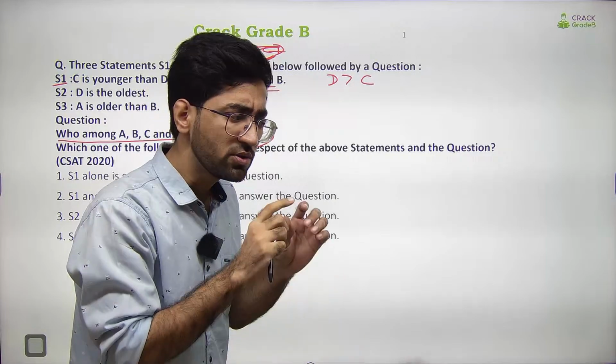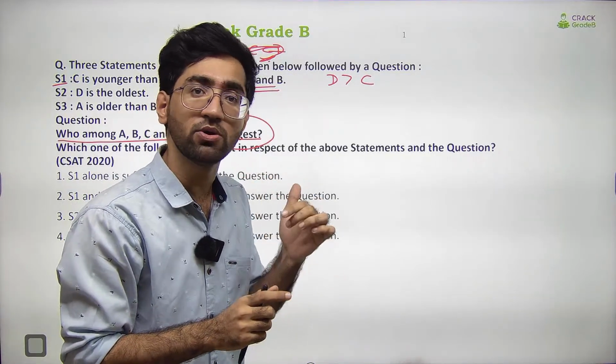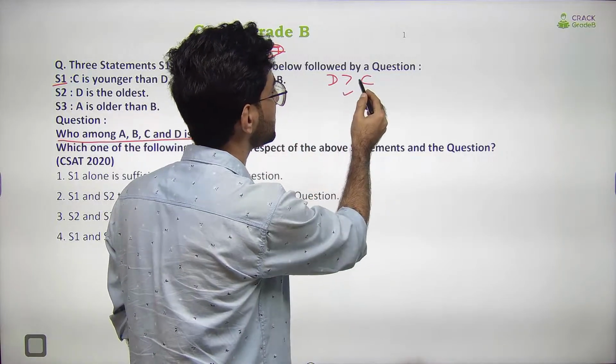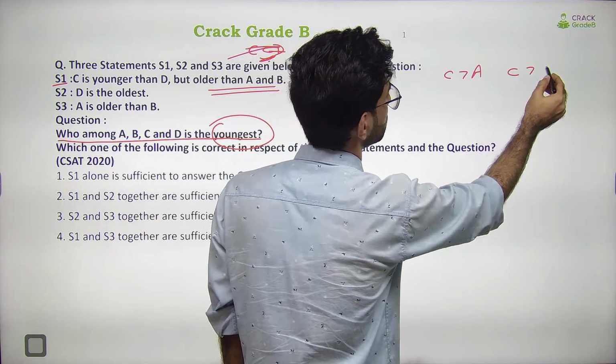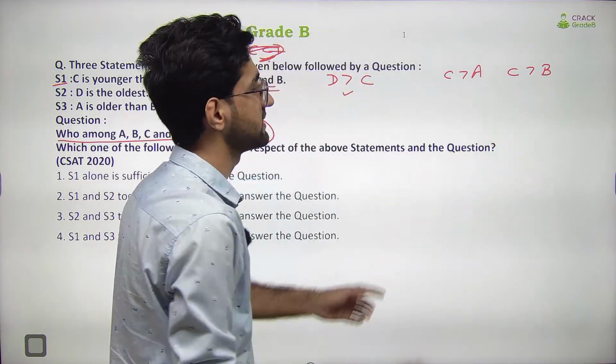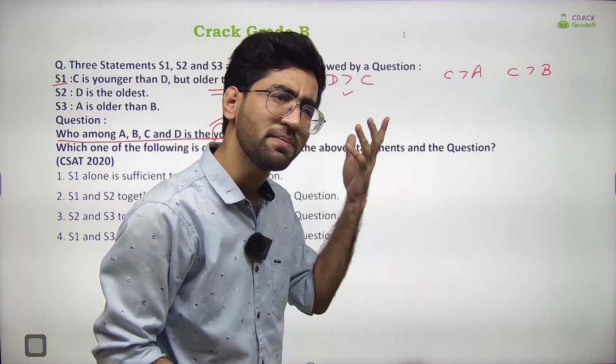So do we know about anything between A and B? No, we don't know. We only know that D is greater than C and C is elder than A, and C is also elder than B. So in one case A can be elder than B and in another case B can be elder than A.